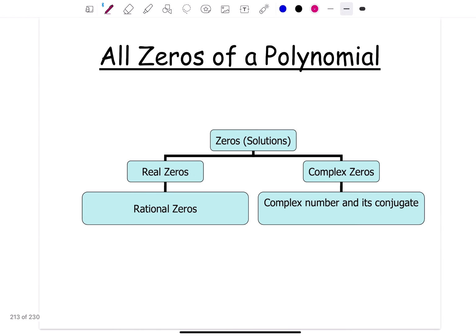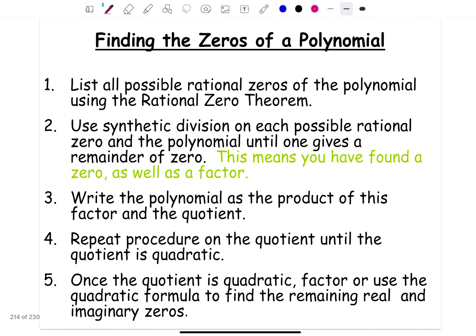All right, so zeros of a polynomial, we can have real zeros and we can have complex zeros, and real zeros can be found by using rational zeros. Complex zeros can only be found when you're down to a quadratic. We would have to figure out using quadratic formula. We'll have to figure those out. See, here's a strategy for finding zeros of a polynomial.